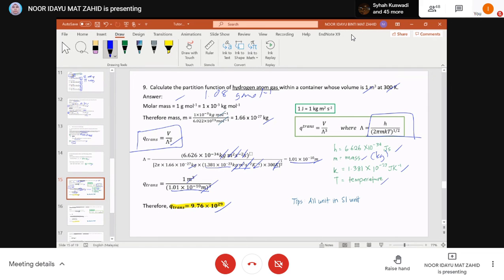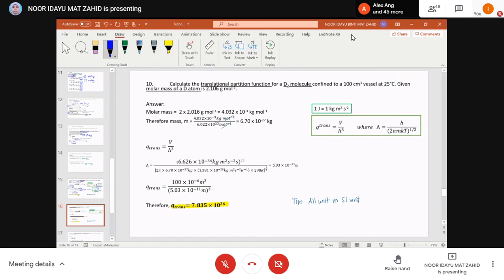For translational mode of motion, molecular partition function, you should expect that the value is a very large number, because for translational mode, most of the system molecules will have translational mode of motion, okay, and at ambient temperature it can occupy most of the energy levels. Okay, so many energy levels are available to be occupied by molecules having translational mode of motion.